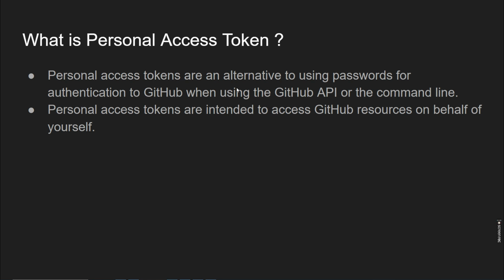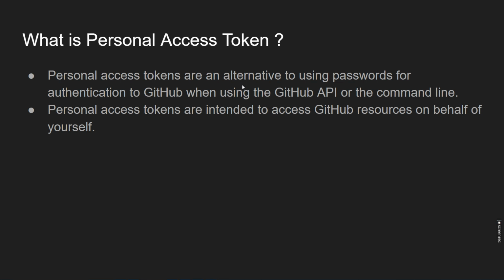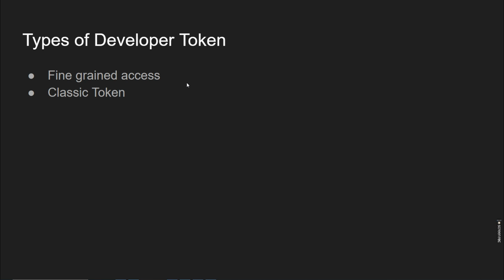Okay, this personal access token concept is there in all types of version control systems like GitHub, GitLab, Bitbucket, everywhere, and the way to create it is also similar. The only thing is, you will find this option in different places depending upon the version control system. I will be explaining how to create this token in GitHub, and the types of personal access token.